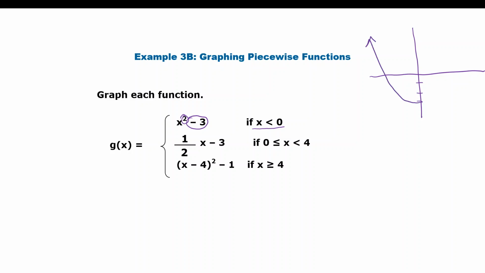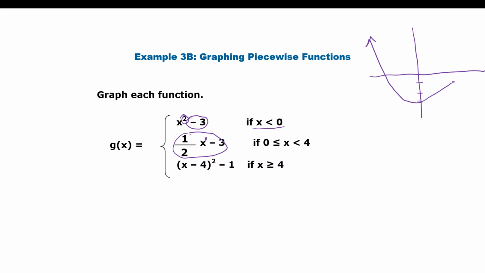My next one, I can see that this is going to be a line because my highest exponent is 1. So it says when x is 0, y would be -3. So I'm going to start there, and I'm going to go up 1 over 2, up 1 over 2, up 1 over 2. And this is only when x is greater than or equal to 0 and less than 4. So it's going to be something kind of like that.